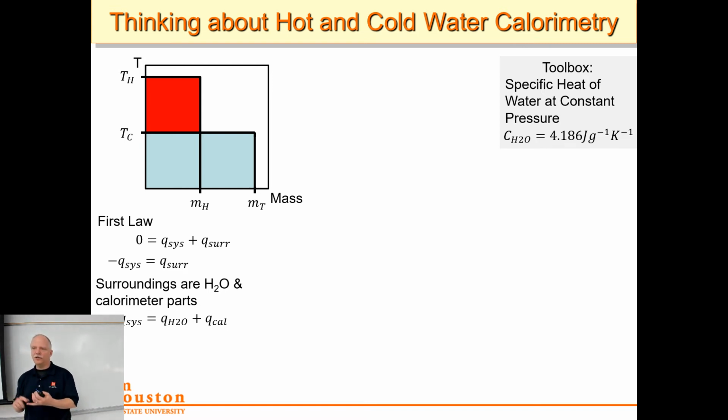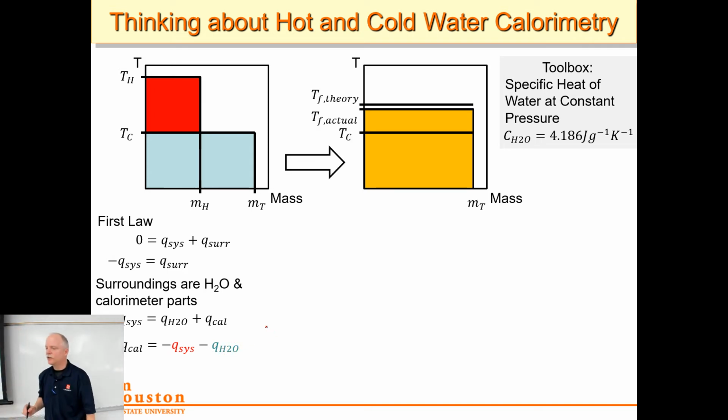The calorimeter parts are the glass dewar, the stir stick. There's an impeller in there, a little propeller that's stirring the water, and then the thermometer. And so what we predict for the temperature isn't going to be exactly accurate because we're going to have heat lost to the calorimeter parts. And so I've tried to color code this. We have this heat flowing into the calorimeter is equal to the difference between the heat from the system and the heat in the water. And so this is a picture of what's going to happen.